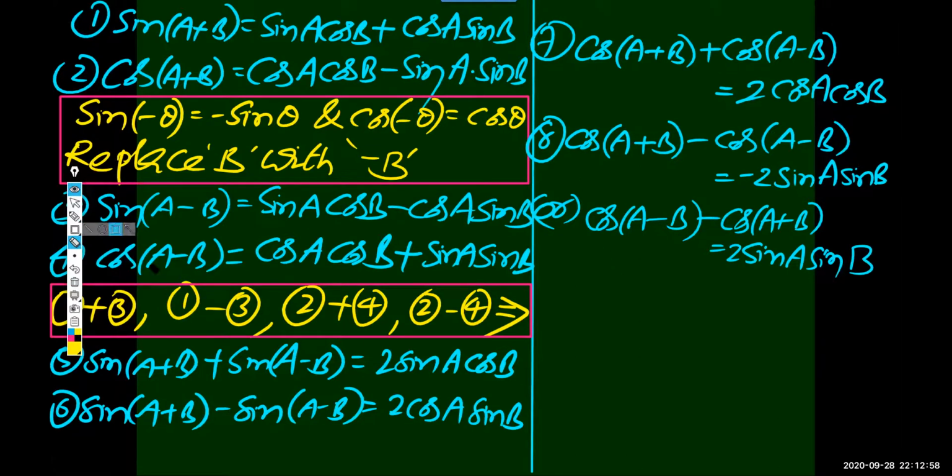Now, let me make a little modification to this like this. Follow this carefully. A plus B is equal to C. And A minus B is equal to D.